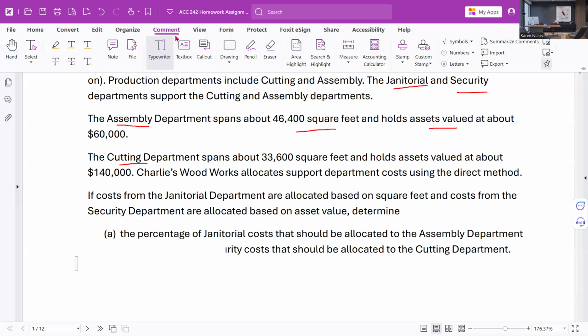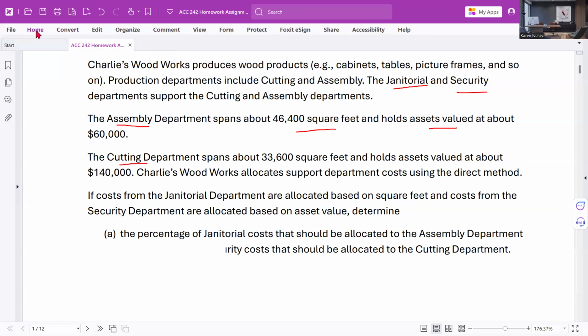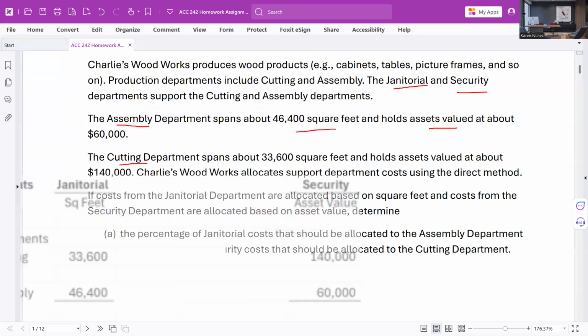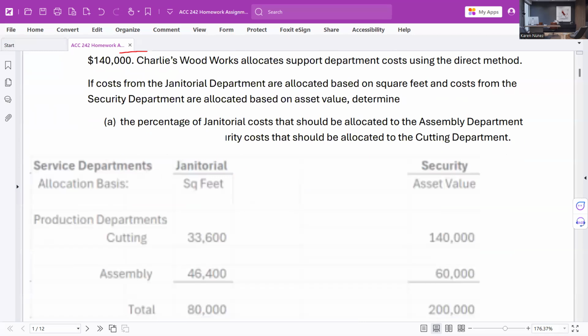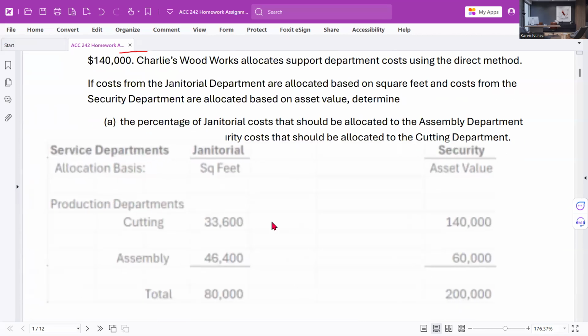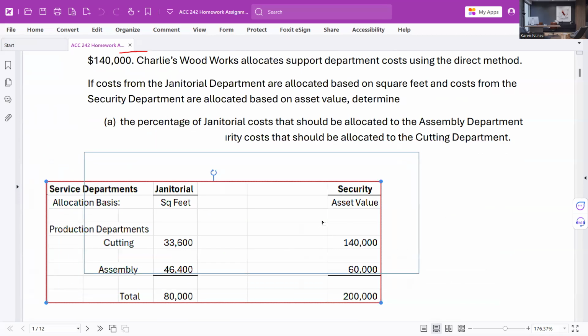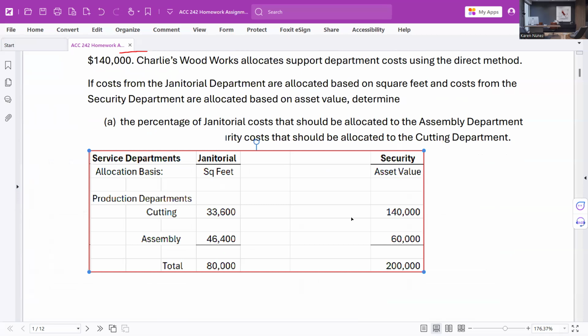So bear with me while I try to find, I think I figured out how to at least paste from an Excel document with a little bit less difficulty. There we go.